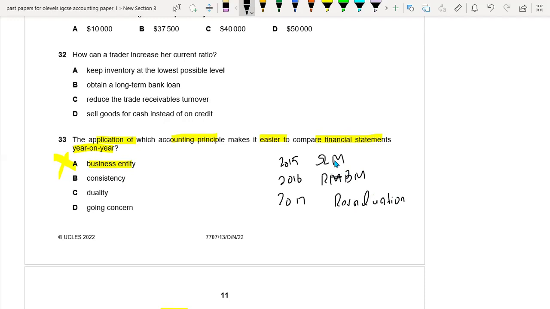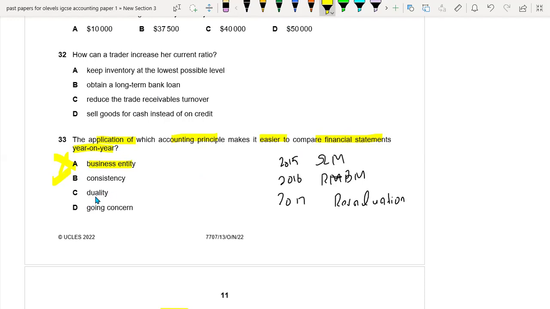So this is the main reason. Whenever you are making your financial statements, first of all you have to be consistent. If you are consistent, it means that it would be easy for you to compare financial statements. So consistency is the right option.